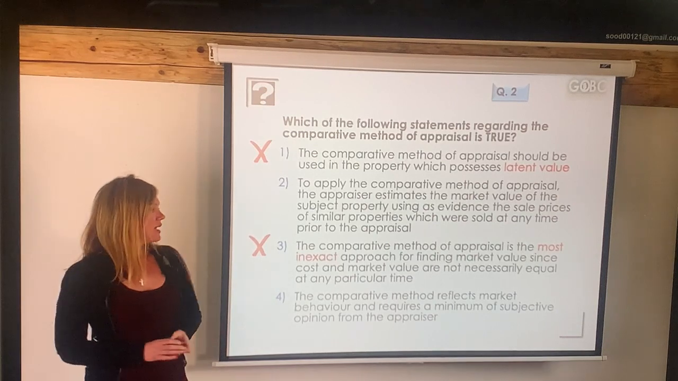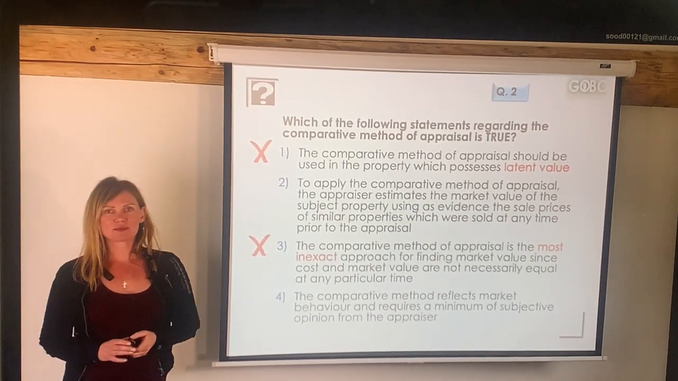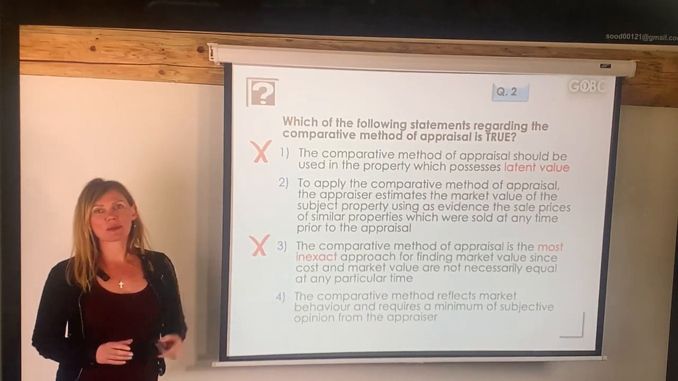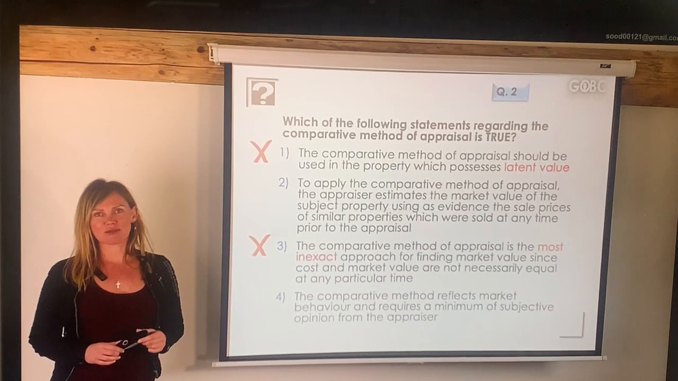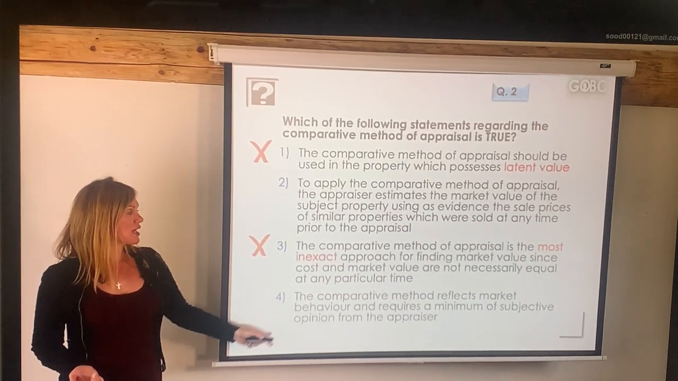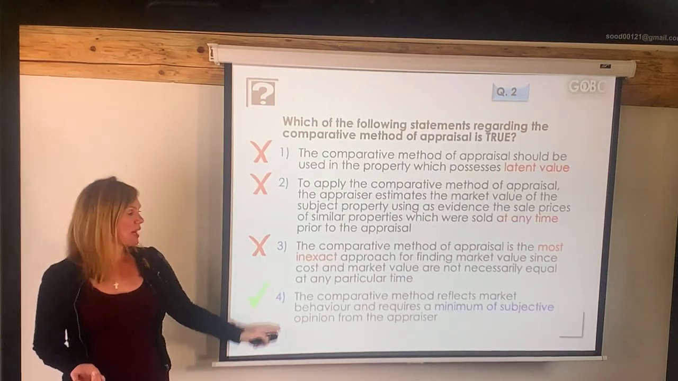All right. Option 4, the comparative method reflects market behavior and requires a minimum of subjective opinion from the appraiser. That was in the previous chapter. And my question was, do you have to hire the appraiser when it comes to the comparative method, or can you do the appraisal yourself? You don't get paid for that, but can you do this? Of course you can. So when I see it requires a minimum of subjective opinion from the appraiser, that means you don't need to hire the appraiser. That becomes a true statement.